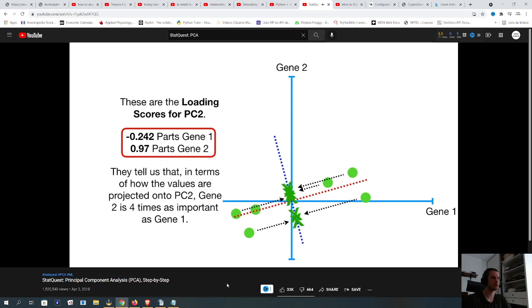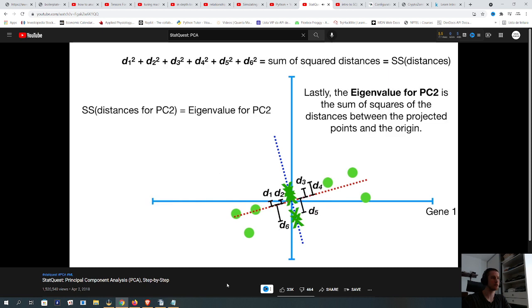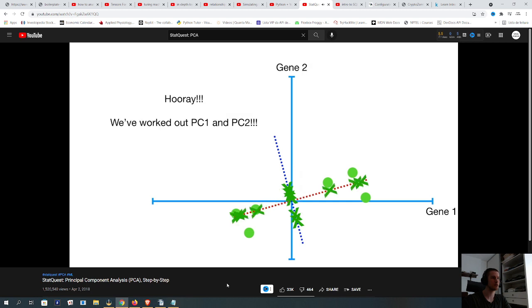They tell us that in terms of how the values are projected onto PC2, gene 2 is 4 times as important as gene 1. Lastly, the eigenvalue for PC2 is the sum of squares of the distances between the projected points and the origin. Hooray! We've worked out PC1 and PC2.